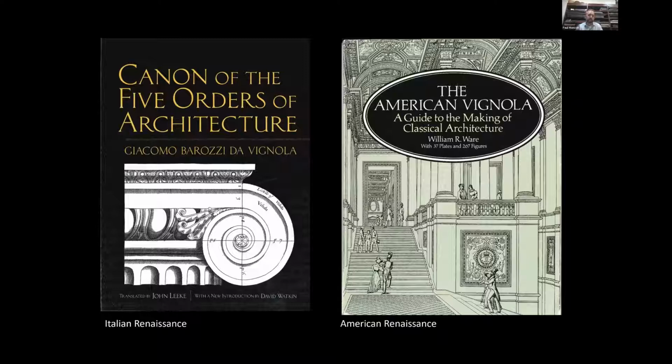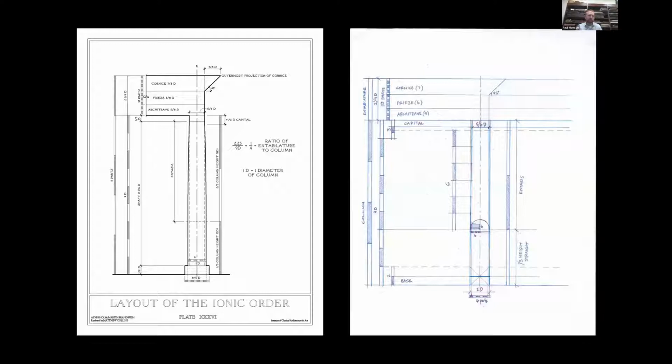So let's go ahead and start our first drawing, the block order. This is the ICAA plate on the left and my drawing here on the right. And I will take you through a step-by-step of how to draw this.